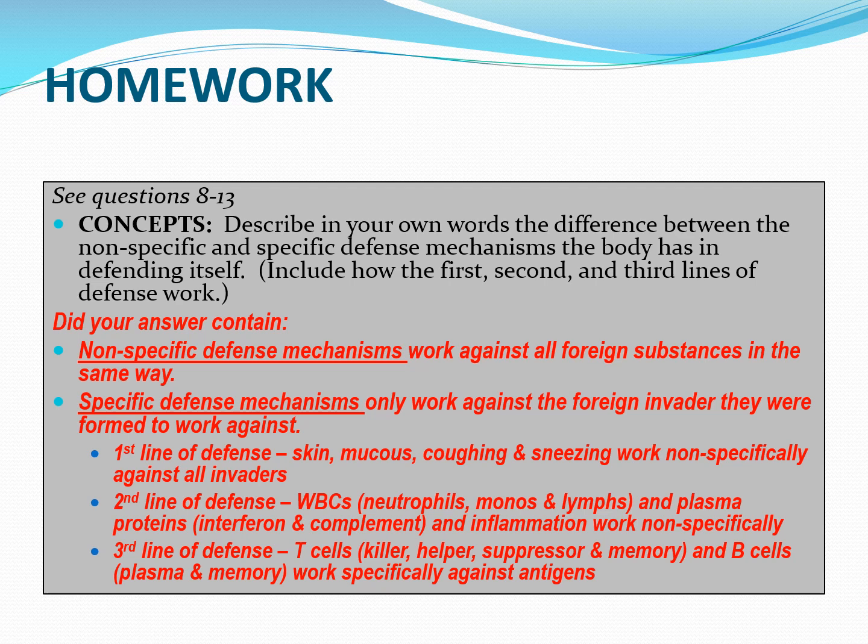First line of defense is your skin, mucous membranes, coughing and sneezing. They all work non-specifically against all invaders. Your second line of defense is WBCs like neutrophils, monocytes and lymphocytes, and plasma proteins like interferon and complement, and inflammation, and they work non-specifically. Your third line of defense is the only specific one, and that deals with T cells and B cells. Your T cells are killer, helper, suppressor, and memory, and your B cells are plasma and memory, and they work specifically just against that specific antigen.